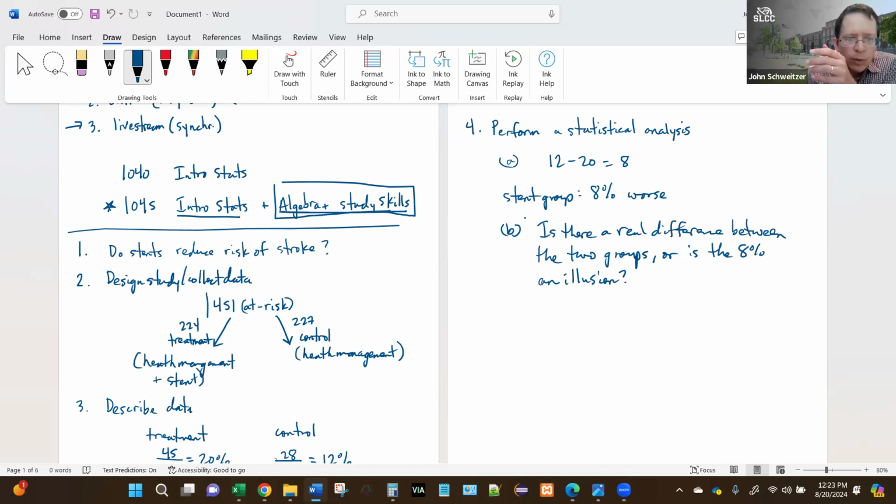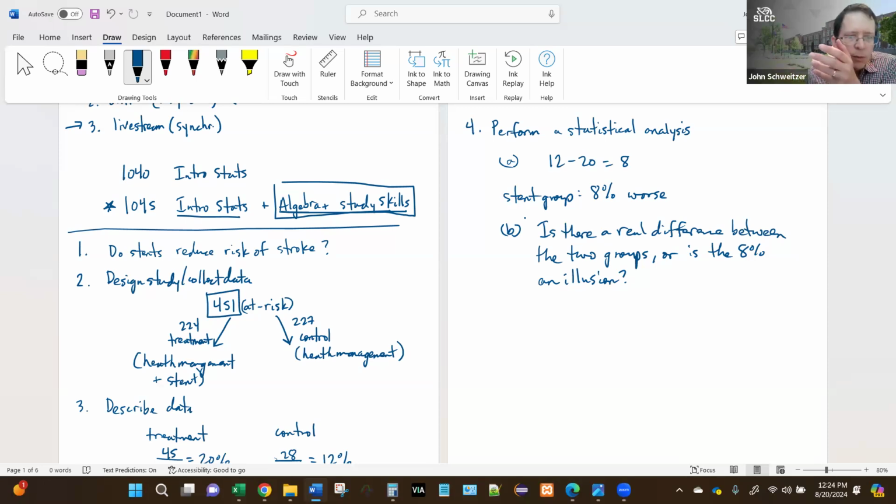451 people is a relatively small sample, right? I mean, there's a lot of people out there who are at risk for having strokes. Probably tens or maybe even hundreds of thousands of people are at risk for having strokes. And we didn't do this experiment on all of them. We only did it on 451. And I think it's just intuitive that because we're taking a sample here, it's possible that there's some kind of randomness going on, right?